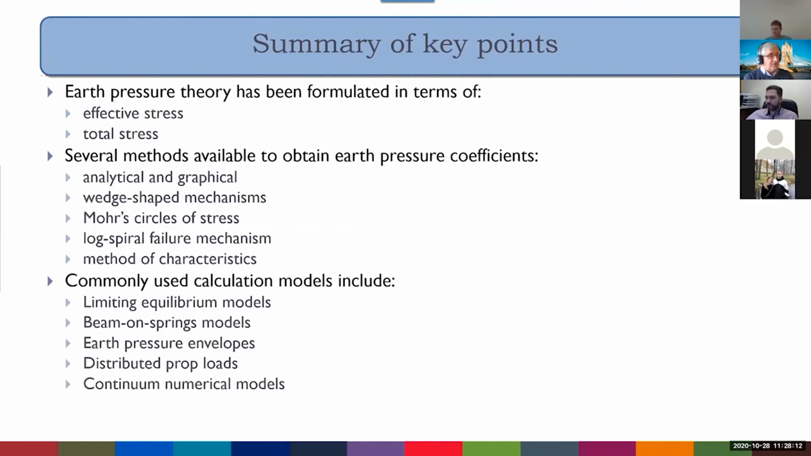I've covered earth pressure theory. I've gone through the methods of getting the earth pressure coefficients, and I briefly covered the calculation models that you would then use to implement that earth pressure theory.